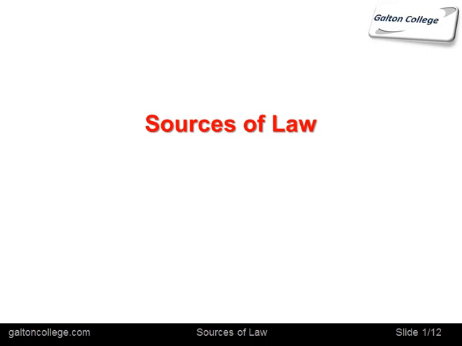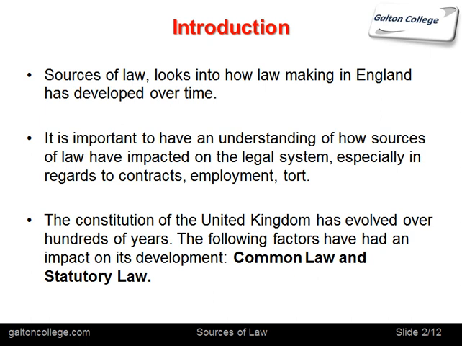In this class we want to talk about the sources of law in England. So we want to look at how law comes into existence in England and how it's developed over time. It's important to have an understanding of how law sources have impacted on the legal system, and especially with regard to our own areas in business, such as contract, employment and tort. So we need to know what the sources of law are and how they have come into existence.